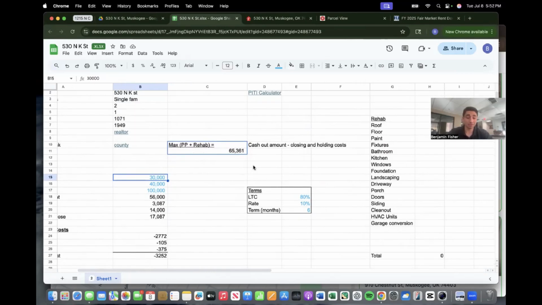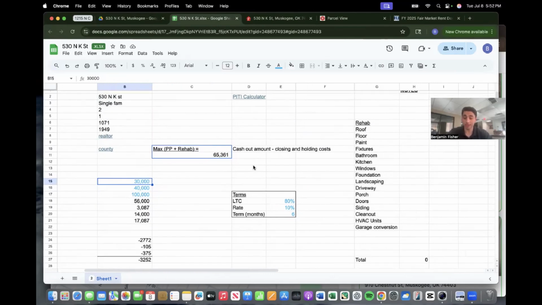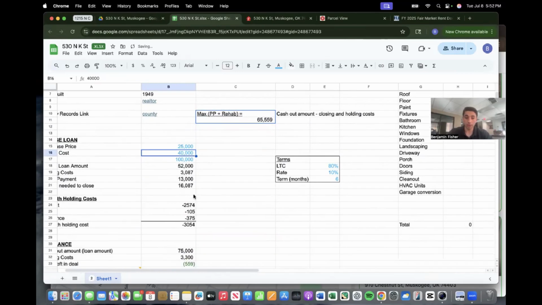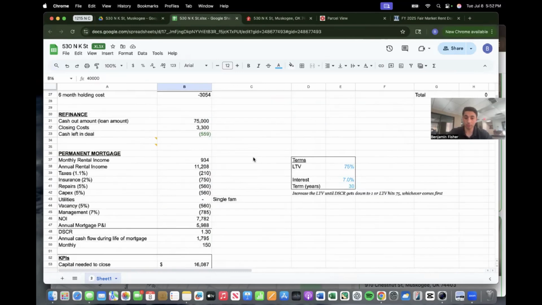So, unless this property is in just absolutely terrible condition, I'm pretty confident that we can get it up and running and rent it out with 40K in rehab. And if that's the case, then we would just offer 25,000 and we should have $559 back in our pocket.